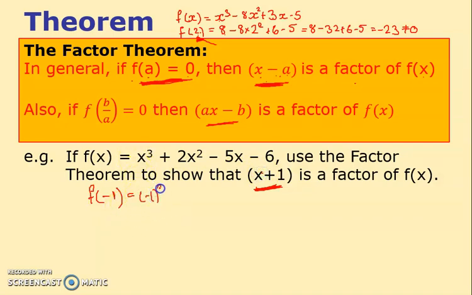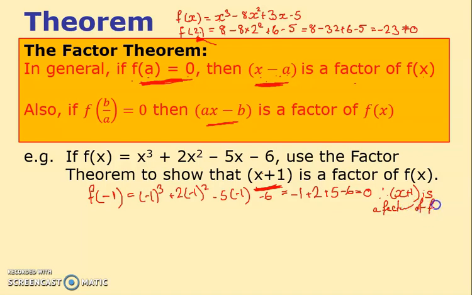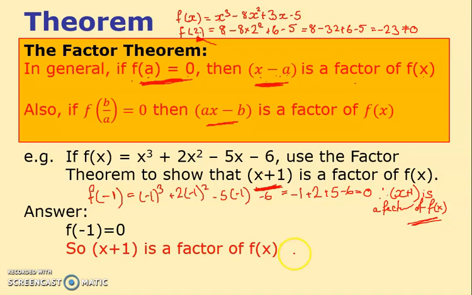I get minus 1 cubed plus 2 lots of minus 1 squared minus 5 lots of minus 1 minus 6. You can do this on a calculator if you prefer. I'm going to do it in my head. That's minus 1, then plus 2, then plus 5, minus 6. And what's that? That's 0. Perfect. Therefore, x plus 1 is a factor. It's a linear factor, but I didn't care about that, of f of x. That's the posh way of writing f of minus 1 is 0. Yep, we got that. So x plus 1 is a factor of f of x.